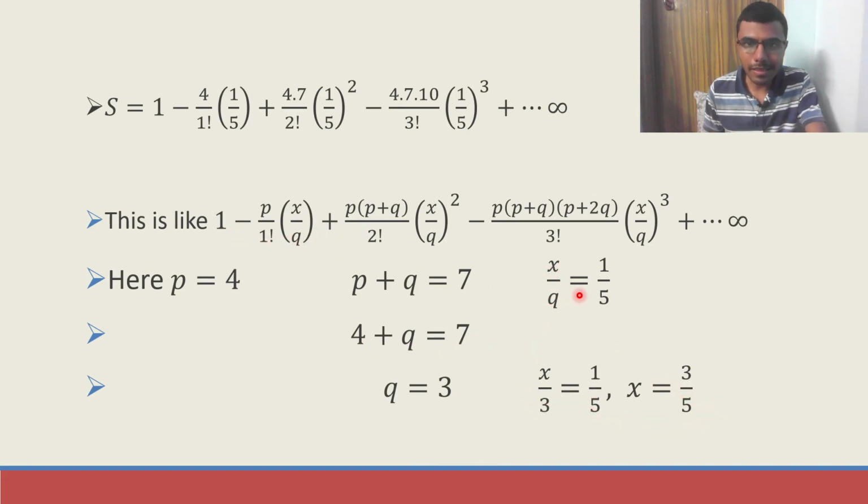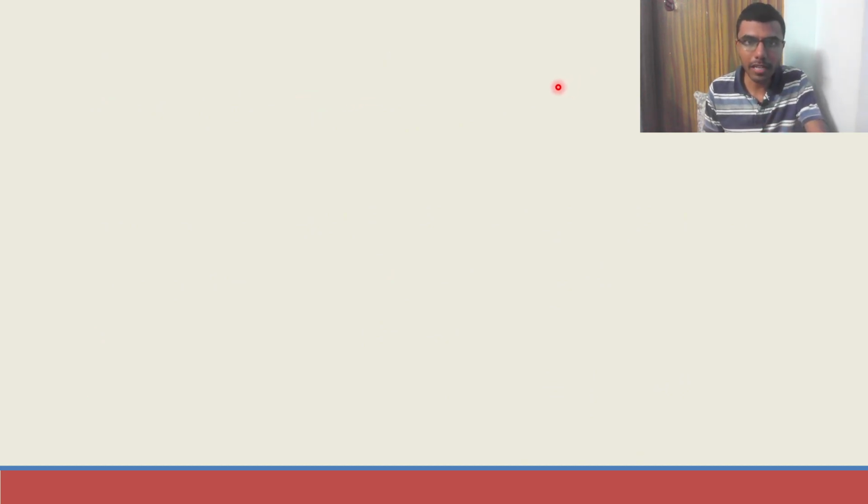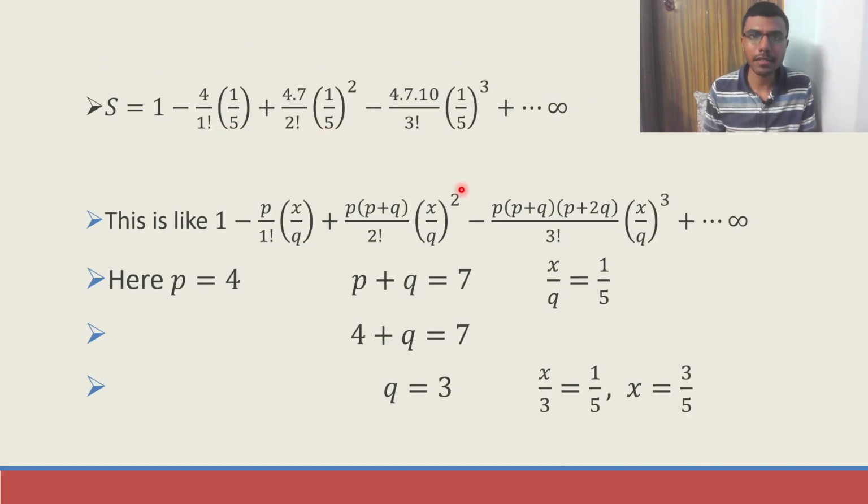So all good. This entire series is nothing but 1 plus x whole power minus p by q. So s is nothing but 1 plus x whole power minus p by q, wherein p is 4, q is 3, and x is 3 by 5. Why? Because this entire series is exactly the same. So this entire big series can be reduced to 1 plus x whole power minus p by q, wherein x, p and q are these things which are given.